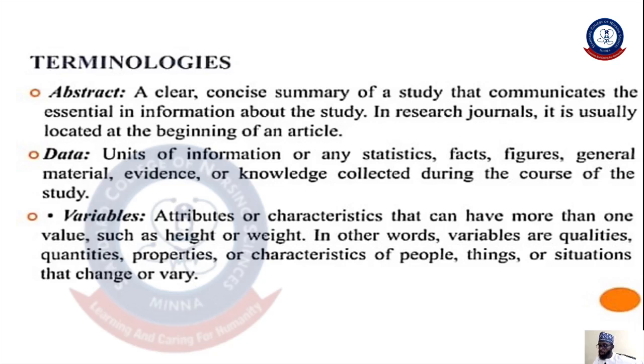Variables, these are attributes or characteristics that can have more than one value, such as height or weight. In other words, variables are qualities, quantities, properties, or characteristics of people, things, or situations that change or that vary. So these are like attributes or characteristics.